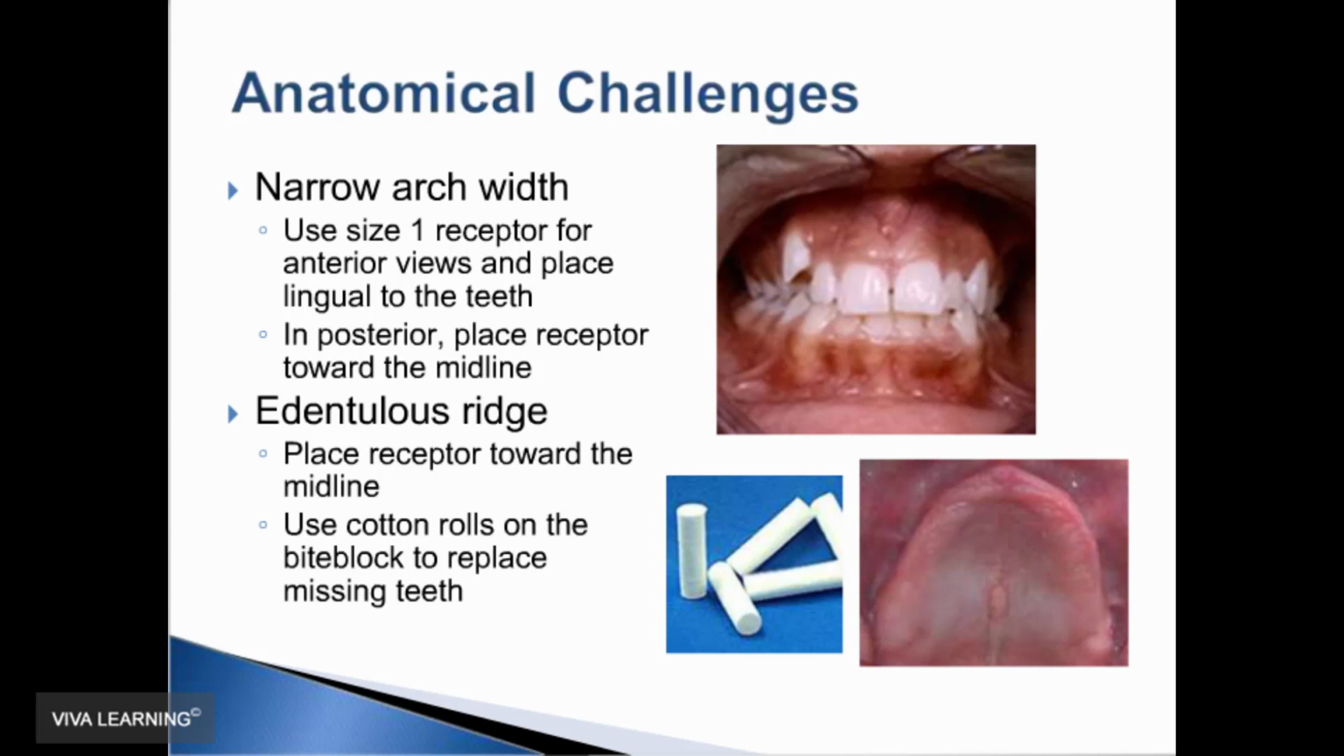Here with a narrow arch, as I already recommended, a size 1 sensor would work a lot better. If the arch is still too narrow, then you can use a size 2 receptor and just use an occlusal technique. So you would have the patient biting on the occlusal, and I would probably put cotton rolls underneath the receptor, especially if you're using a wired rigid receptor. And the bisecting plane would be a 60-degree vertical, entering about the tip of the nose.